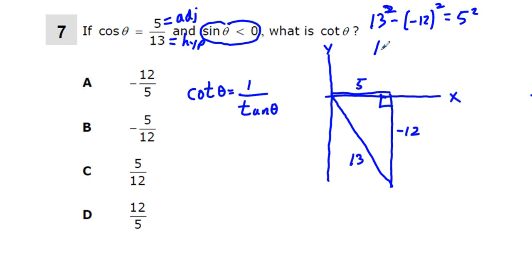So we get 169 minus 144 equals 25. That is correct. But we're going to have to be negative. For sine to be negative, we have to be going down that way. So in a tangent, we're going to have opposite over adjacent. But in cotangent, we're going to have adjacent over opposite. So we're going to get negative 5/12.